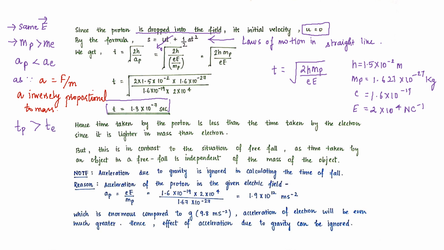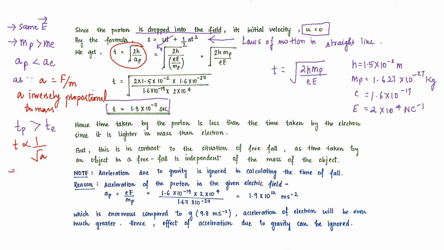Why so? Because see over here, this relation: t equals under root 2h by a_p. Here time is proportional to 1 by under root a. So if we are increasing time by 4 units, acceleration should decrease by 2 units. They have a relation in terms of square.